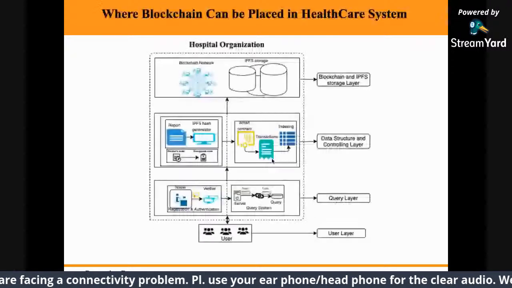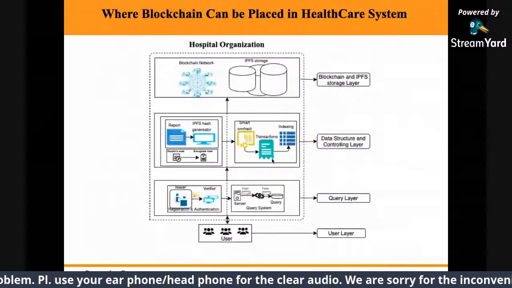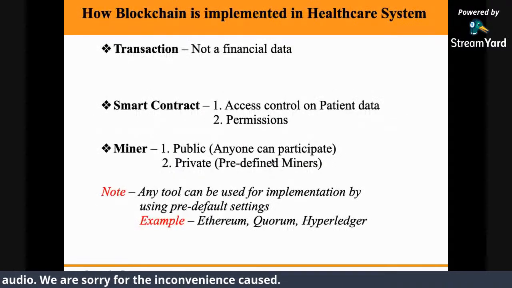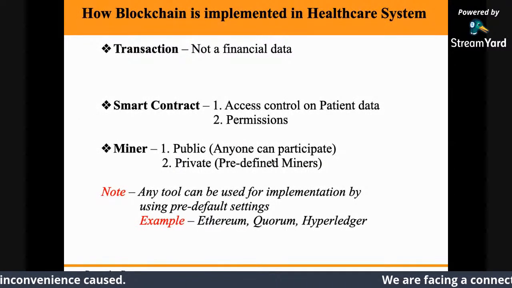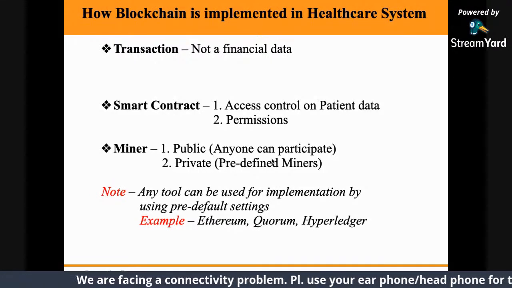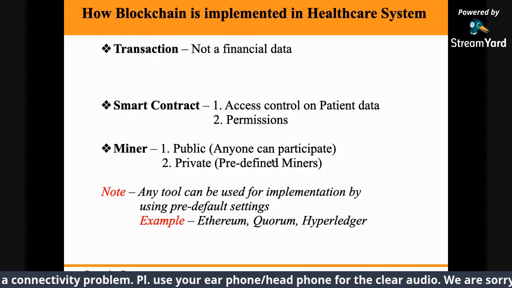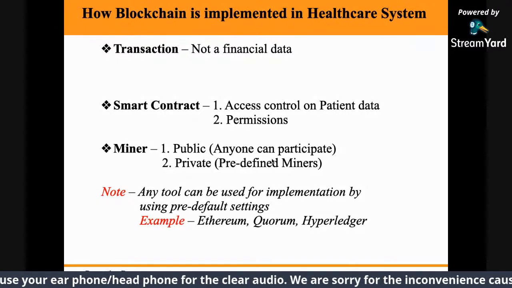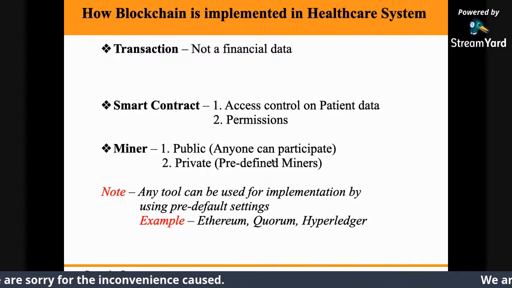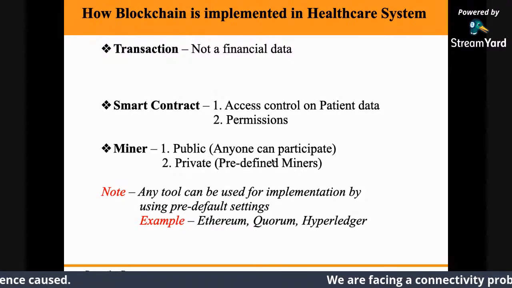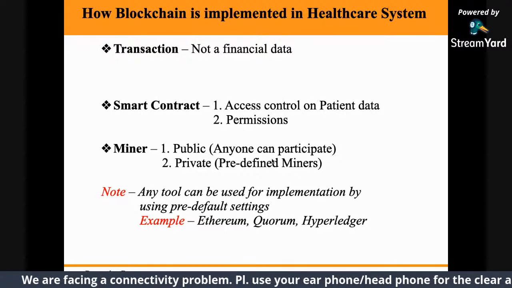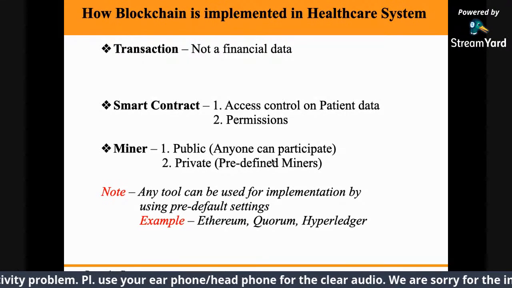I have told you we can control the data through transactions as well as smart contracts. For transactions, when it comes to a healthcare system, it's not financial data. It can be health reports, lab test reports, or a doctor's note. Such things will be included in a transaction. With smart contracts, we can control access to patient data, give permissions to whoever wants to see the data, and revoke that access as well.